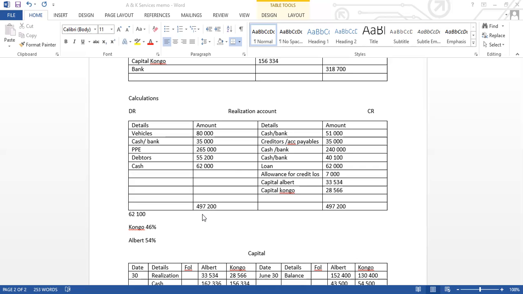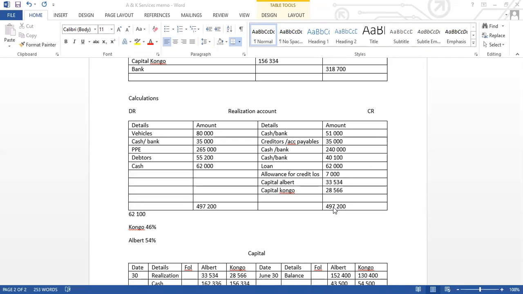And then we go to the credit side. We have 51,000 plus 35,000 plus 240,000 plus 4,100. And then we add 62,000 plus 7,000. Then we'll get 435,100. So if we compare the debit and the credit side, obviously the debit side is the biggest. So you record the 497,200 on both sides: 497,200 on the debit, 497,200 on the credit side. The same way we balance off our ledger accounts.